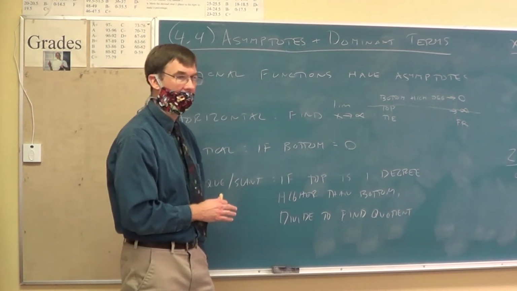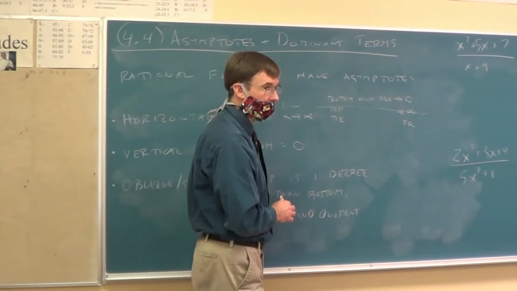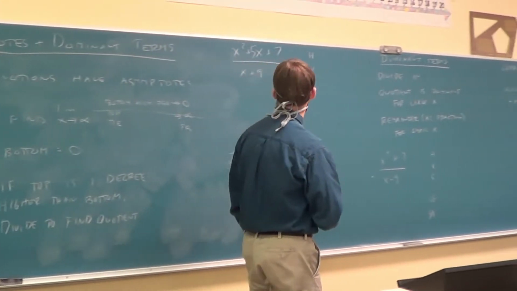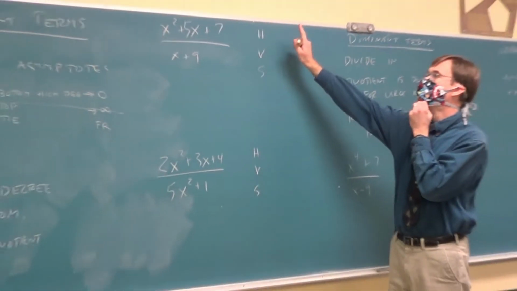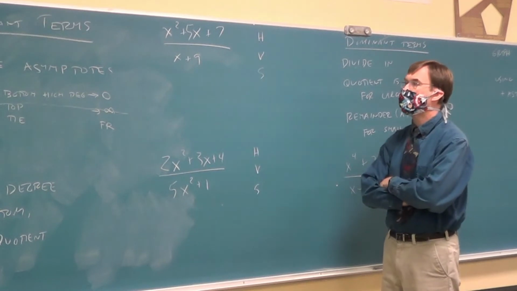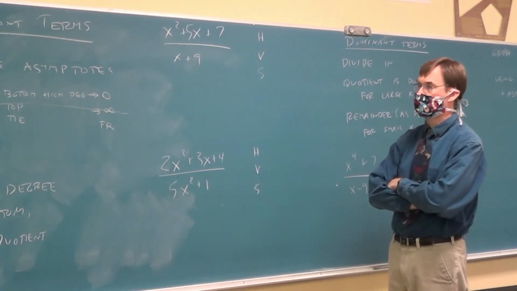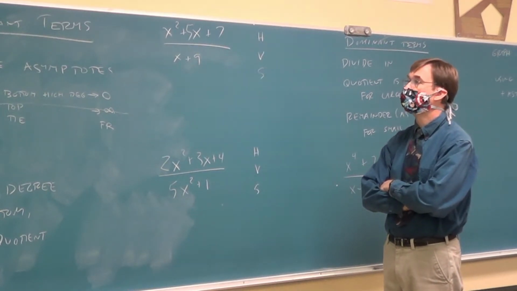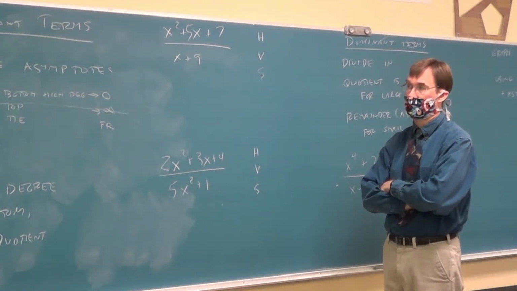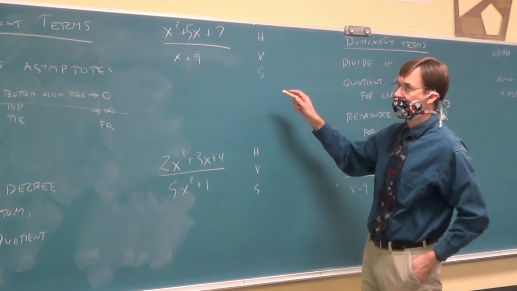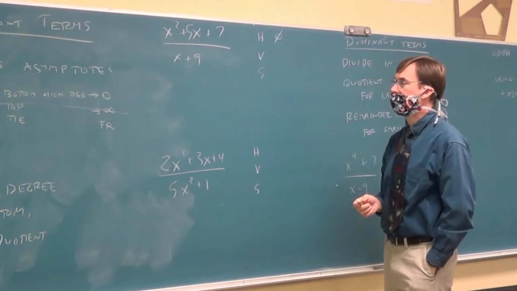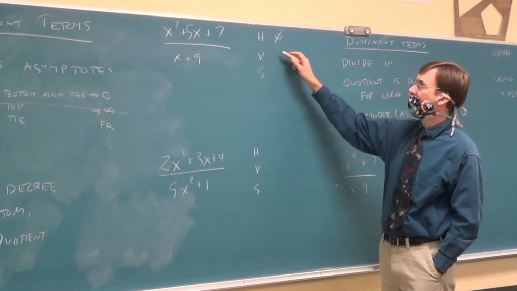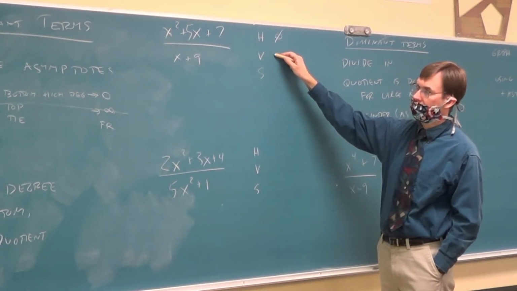Question about any of that before I stroll right to a problem? So for this one, would we have a horizontal asymptote? No. Top is bigger. Top is bigger. That would lead us to infinity. We're not doing that. Would we have a vertical asymptote?